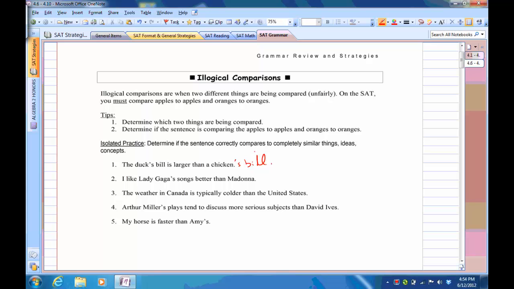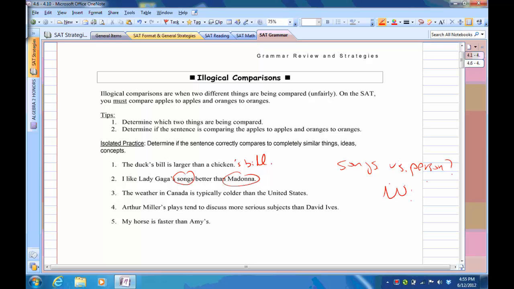I like Lady Gaga's songs better than Madonna. So you're comparing songs to a person. So do we want to do that? We want to compare songs versus a person? No. We want to compare songs versus songs.